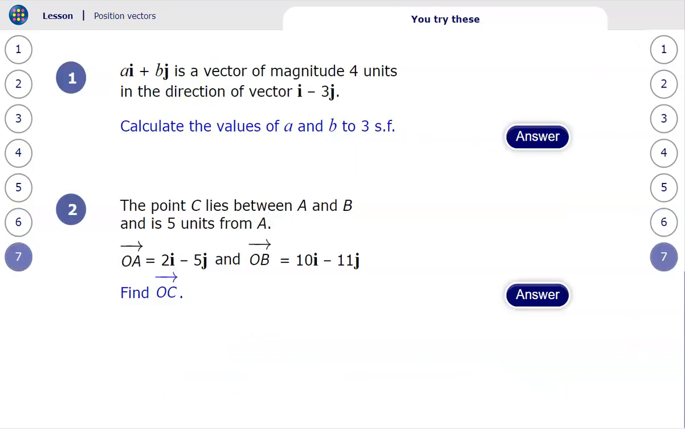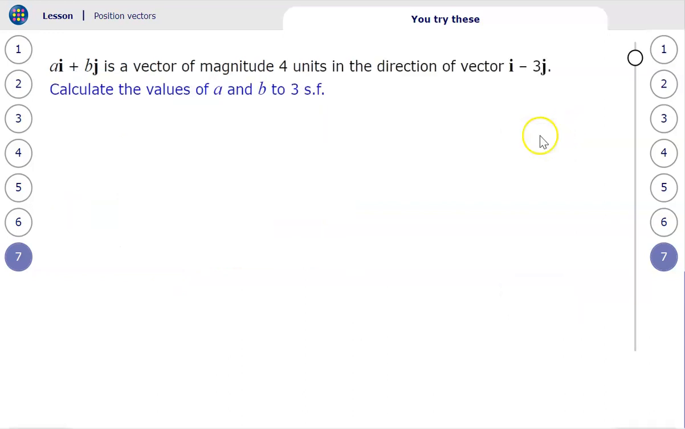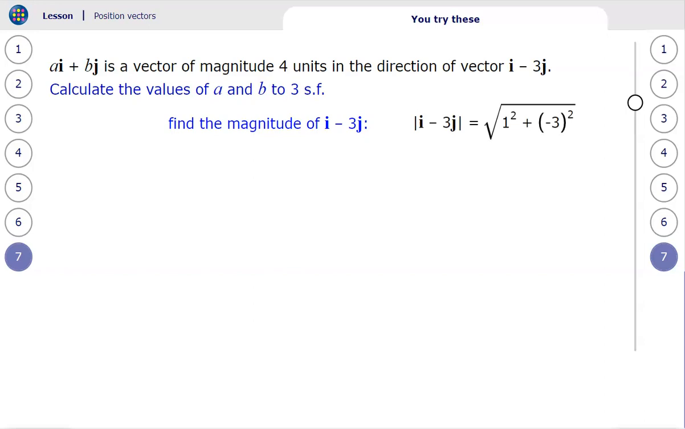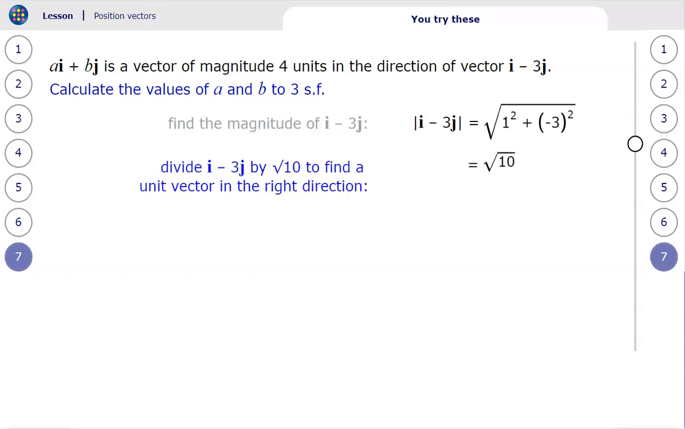Finally, we're just going to run through a couple of examples of this last type. So, ai plus bj is a vector of magnitude 4 units and in the direction of i minus 3j. Work out the values of a and b to 3 significant figures. So, we can find the magnitude of i minus 3j. Using Pythagoras, we're going to get it to be the square root of 10.